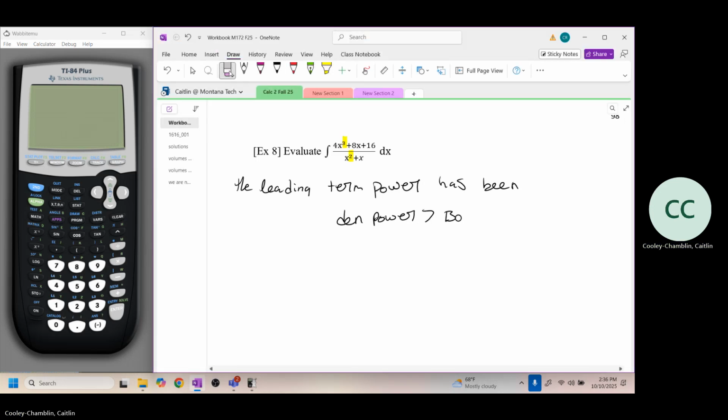So I'm going to erase denominator. I'm going to say bottom power is greater than the top power. So the denominator power is greater than the numerator power. In this one, it's not. So we need to do some work before we can actually do partial fractions on this. If so, then use partial fractions.